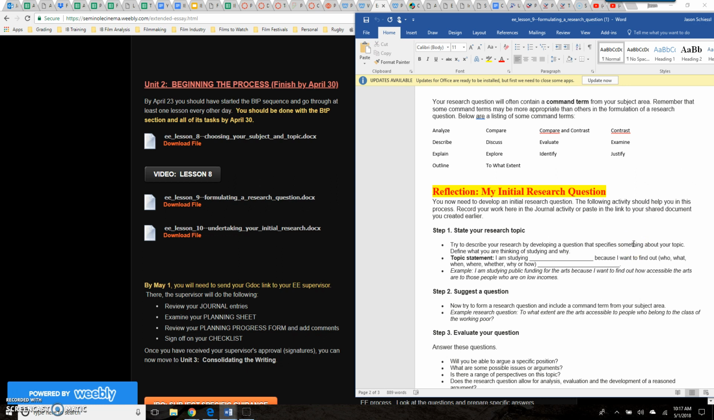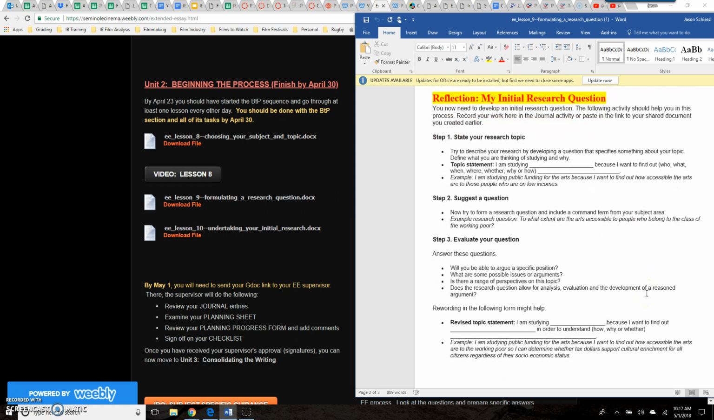All right, so in this lesson, the reflection is going to involve the students journaling and processing what the research question refinement process is all about. So stating the research topic, which relates back to lesson 8. Okay, this is what you're studying. I'm studying this because I want to find out, blank.